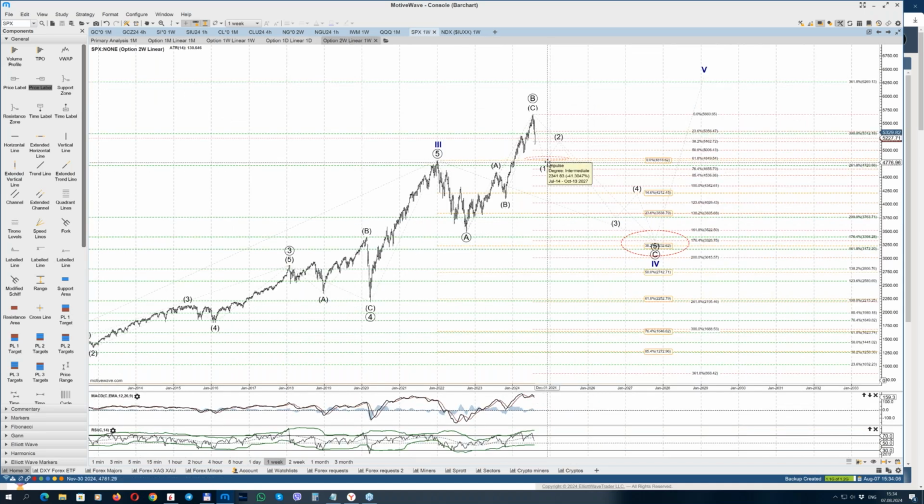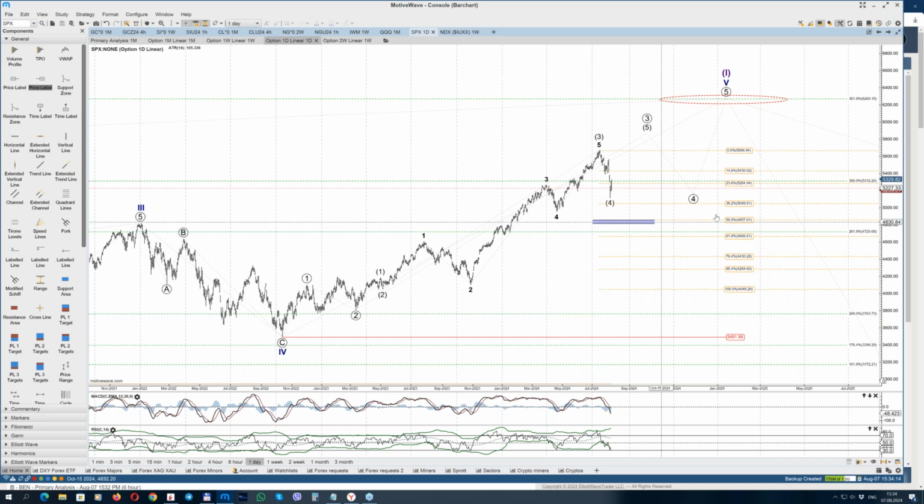Ideal target for the wave 1 is 48.49. Familiar numbers, don't you think? 48.49, 48.57, similar target. So I wouldn't be surprised by a retest of this region, and the reaction to this region or to the previous interim support will be the key clues I'm looking forward to. Any questions regarding SPX?